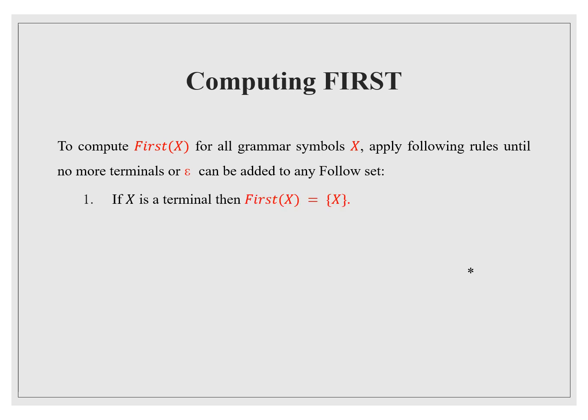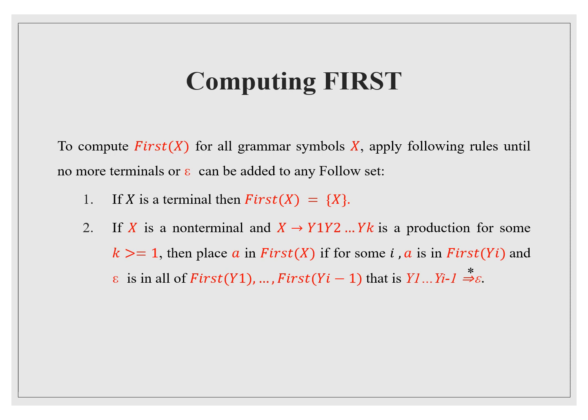So let us consider the first rule. If X is a terminal, then it is very simple. FIRST of X is equal to X itself. So the terminal case is very simple. Second case, if X is a non-terminal, then it is nothing but the production, right? It derives something. Hence, X derives Y1, Y2, etc., Yk. You just consider the production rule. What is X? X derives Y1, Y2, etc., Yk, where k is greater than or equal to 1.